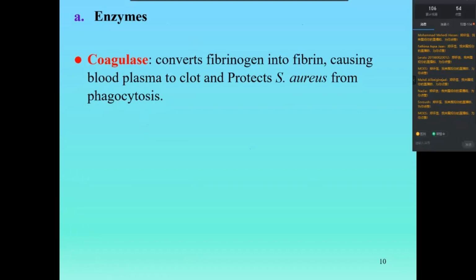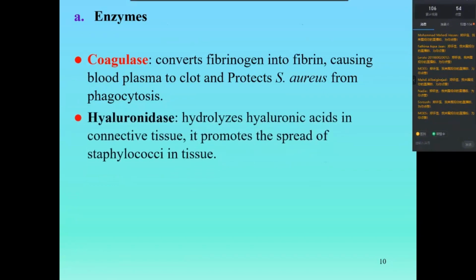Like they produce alpha lysine, beta, gamma, and delta lysine. And they also produce leukocidin. Leukocidin is a group of toxins which can lyse neutrophils and macrophages. And we know these two types of cells are professional phagocytes, which can eat the bacteria.